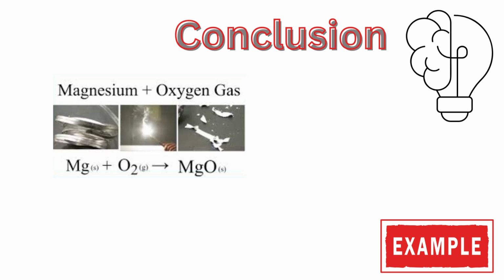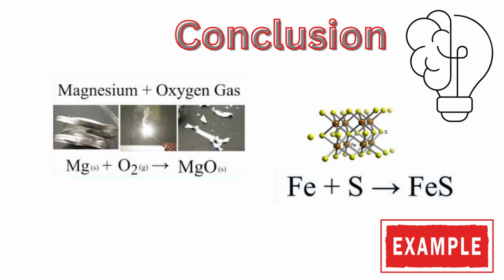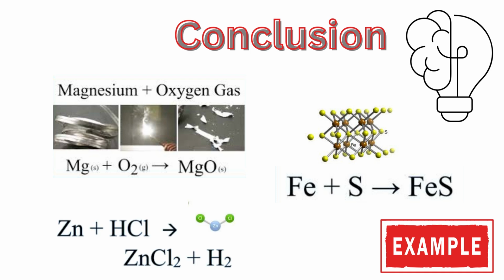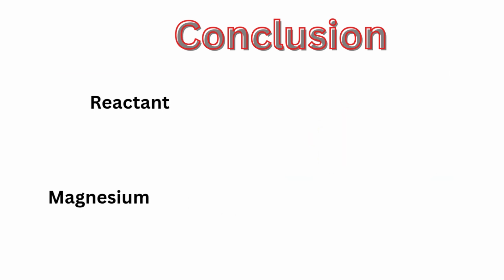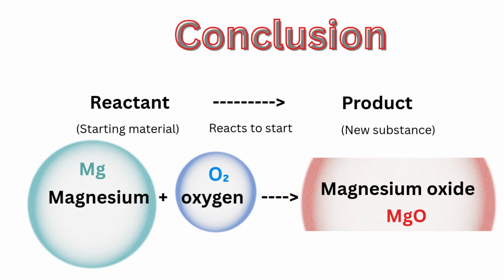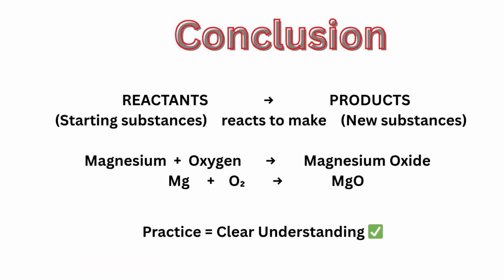Now that we know how to write word equations, let's look at a few more examples. First we have magnesium plus oxygen forming magnesium oxide. Then we have iron plus sulfur forming iron sulfide. Another example is zinc plus hydrochloric acid forming zinc chloride and hydrogen. Notice how the reactants are always on the left and the products on the right, and the arrow means react to make. By practicing these examples, you build a clear habit of how reactions are written.